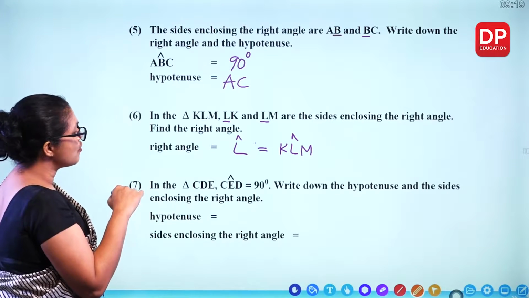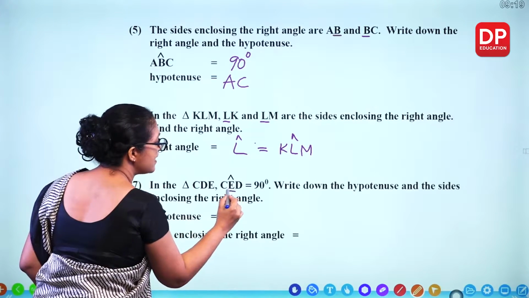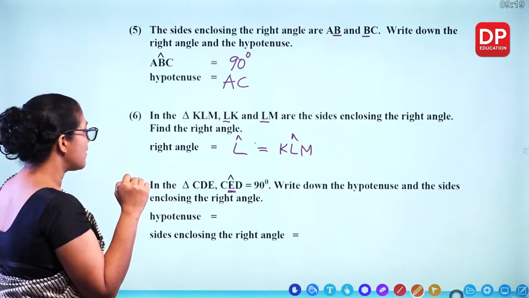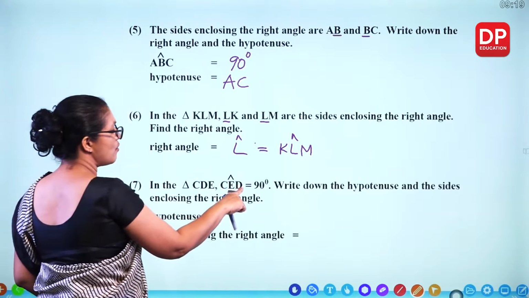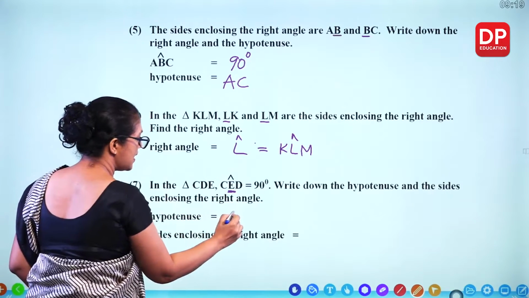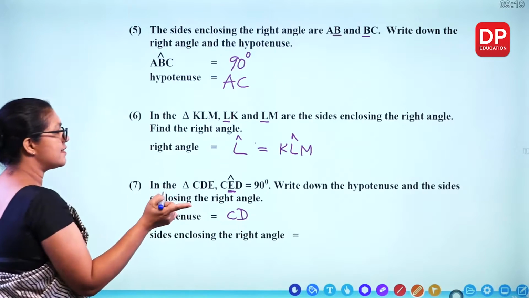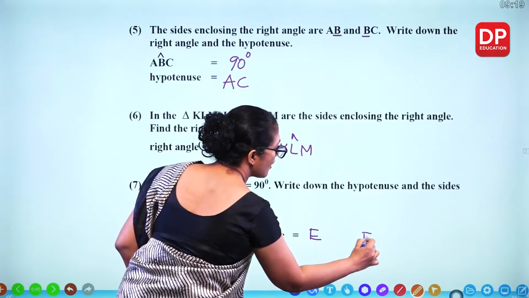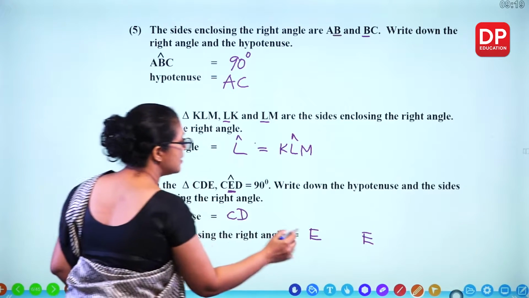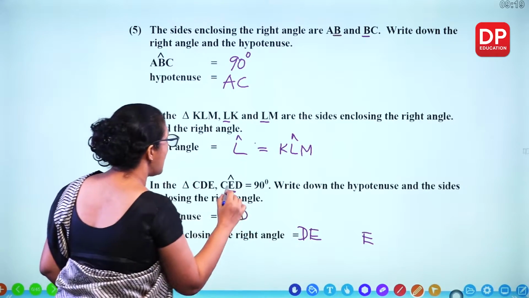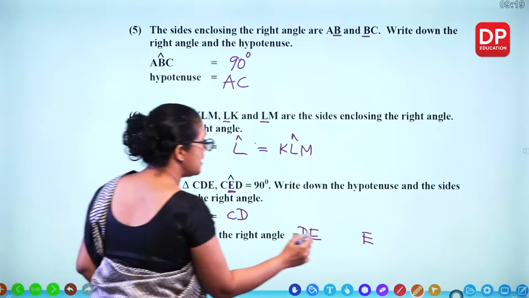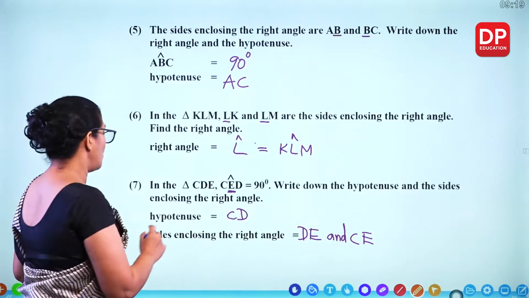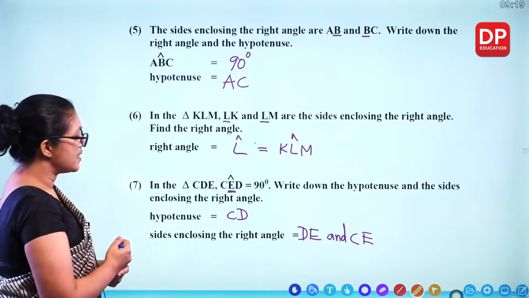In the CDE triangle, E angle is 90 degrees. Write down the hypotenuse and the sides enclosing the right angle. How do you write down the hypotenuse? That's CD. What are the sides? So E is common and we write with the other two letters, DE and CE. Those are the two sides enclosing the right angle.